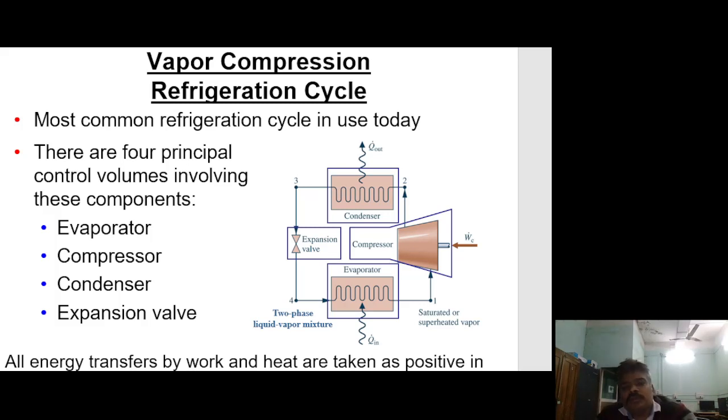Today's topic is the vapor compression refrigeration cycle. In the vapor compression refrigeration cycle, as I have discussed earlier in detail in the refrigeration class. So what happens in a vapor compression refrigeration system? This is a reverse Carnot cycle.